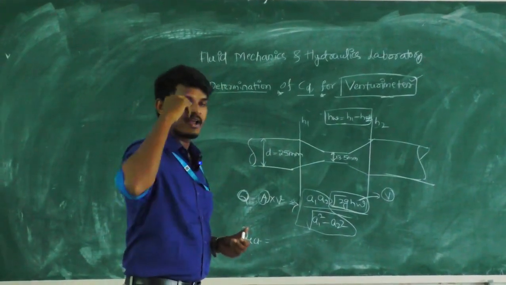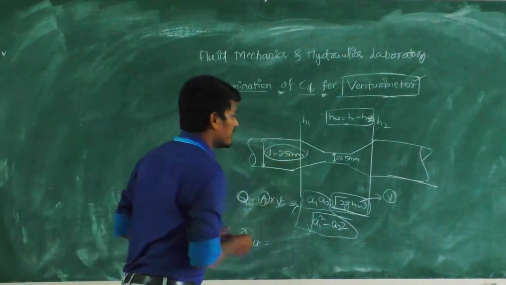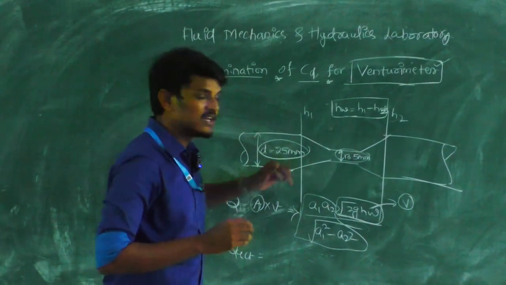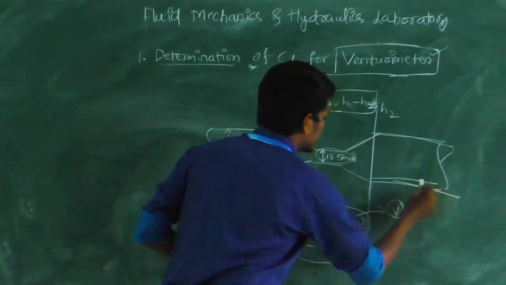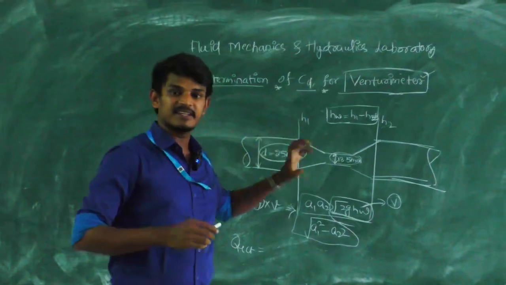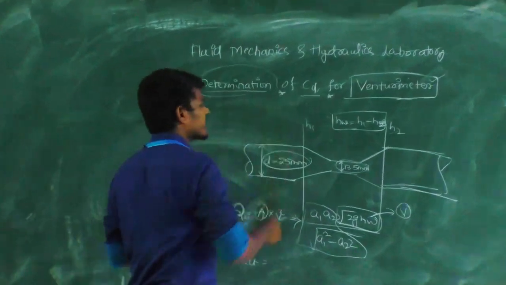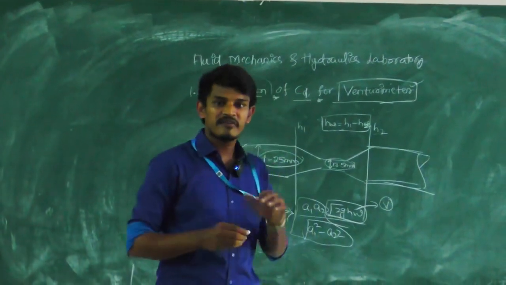The venturimeter setup that we are having in our laboratory has a diameter of 25 mm, and it is reduced gradually to 13.5 millimeters, and again it is brought back to its original diameter, that is 25 millimeters. This is a typical setup of venturimeter. Before going to the actual experiment, we'll understand the basic importance of finding the coefficient of discharge.